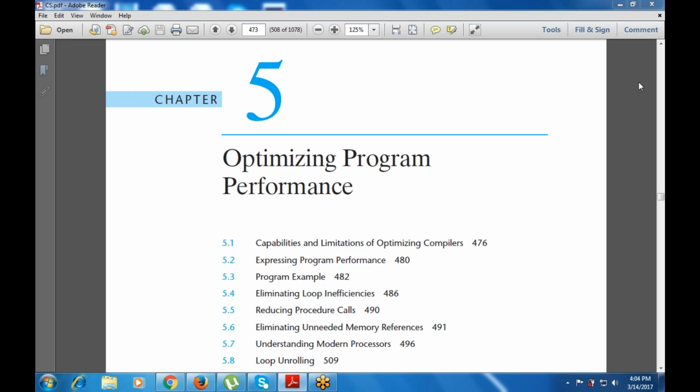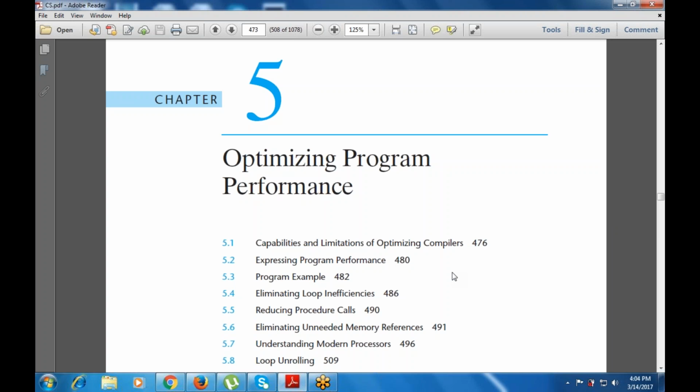So the first part over here is the portability, capabilities and limitations of optimizing compilers. Then expressing program performance, that is how to express the program performance and how it deals with it. The next one is an example of the program. Then eliminating loop inefficiencies.